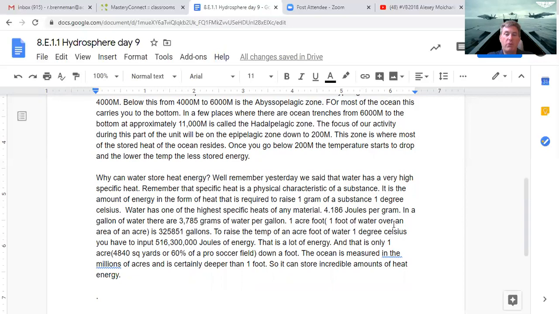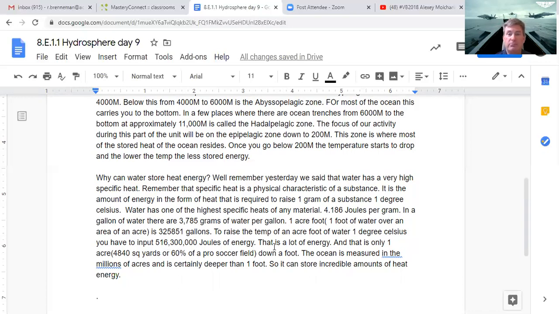That's basically 1 foot of water over an acre of area, which is 325,851 gallons. To raise the temperature of an acre foot of water 1 degree Celsius, you'd have to input 516,300,000 joules of energy. That's a lot of energy. And that's only 1 acre, 4,840 square yards, or 60% of a pro soccer field. I mean, you can run around an acre all day long and not really get tired. And that's only a foot deep.